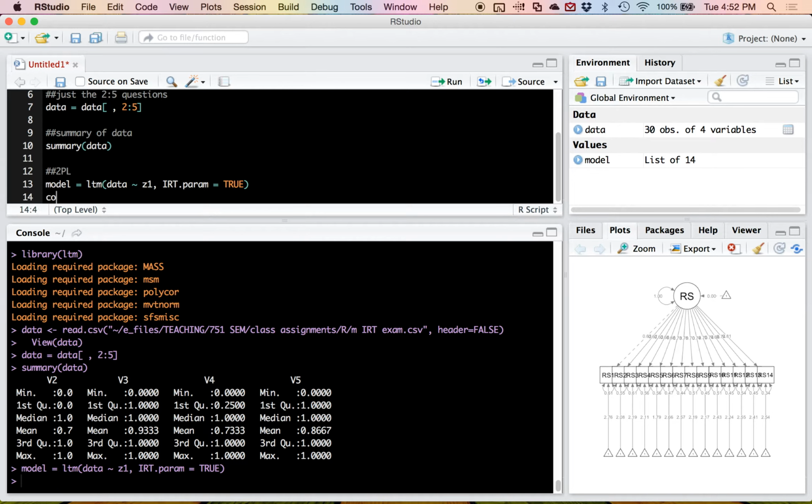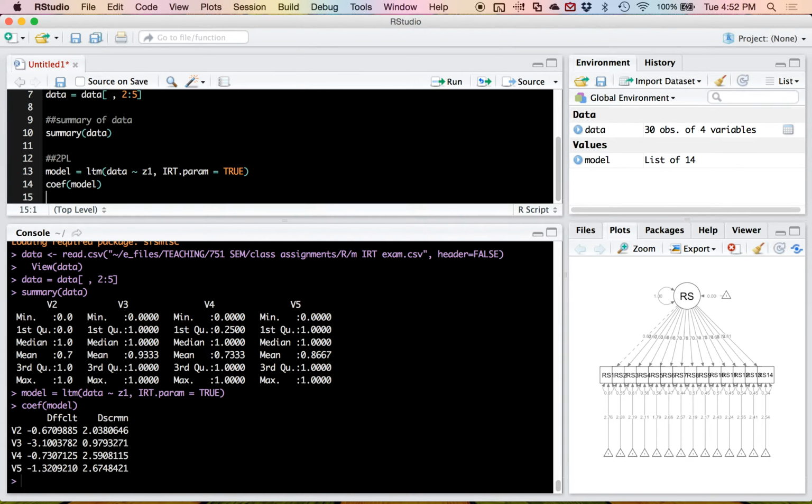Now I can do the summary function, but instead I'm going to use the coef function for coefficients. And I'm going to look at the difficulty and discrimination for my four questions. So the difficulty is the B parameter, or the location. Where is this item most discriminable? And so obviously they're all going to be negative because more than half the people are getting it right, and so that makes the question very easy. For example, question 3 has a negative 3.1.